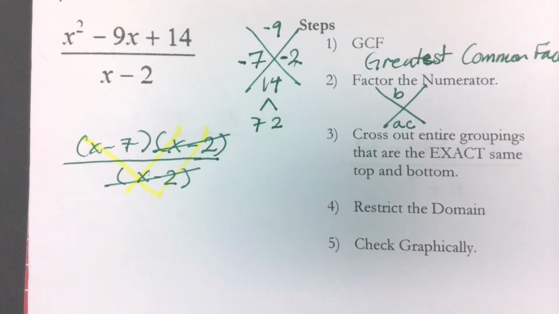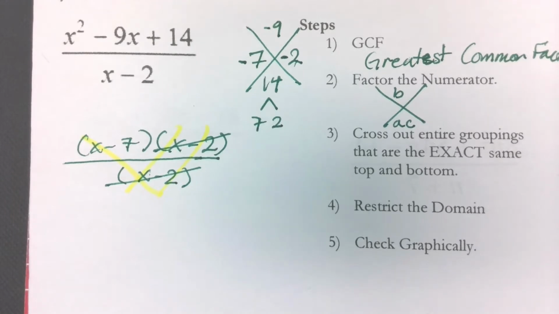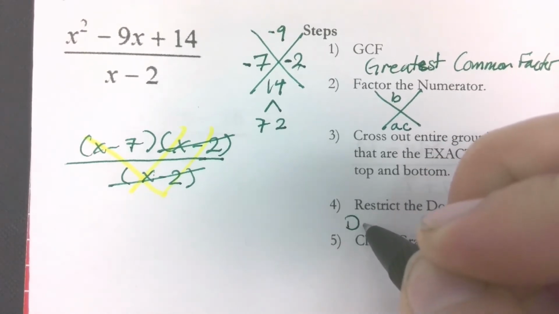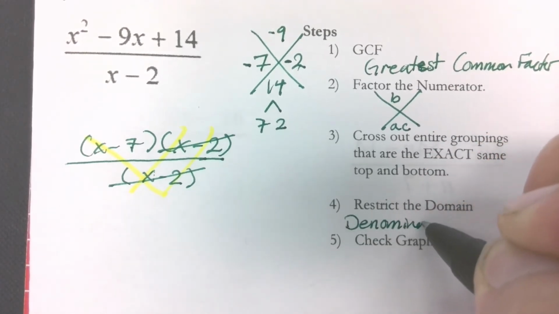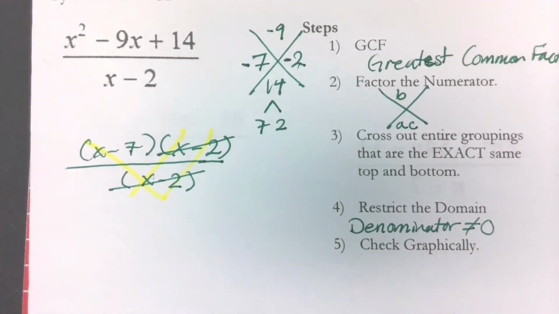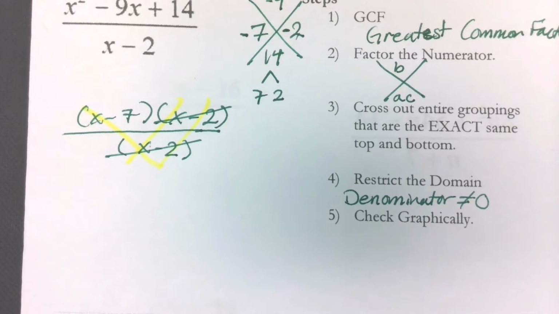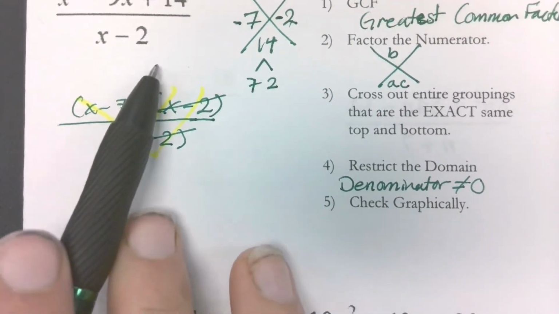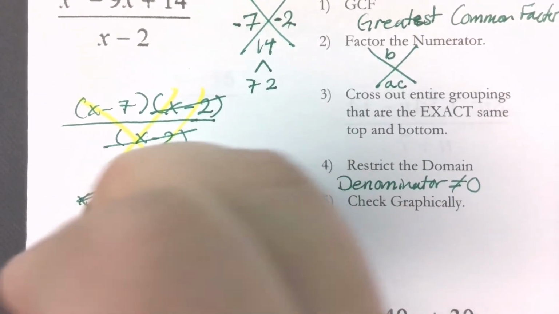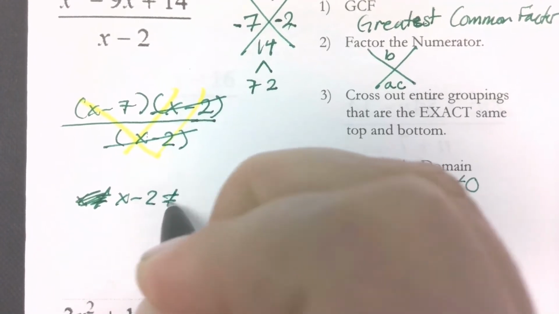The next thing we're going to do is we're going to restrict the domain. Please make a note for yourself. We're going to say the denominator cannot equal 0. Basically, you're never allowed to divide by 0. Whenever you divide by 0, it gives you an undefined answer. It blows up. So all we're going to do is we're going to take this denominator right here, and we're going to say that it's not allowed, sorry, I wrote it wrong. X minus 2 is not allowed to be 0.